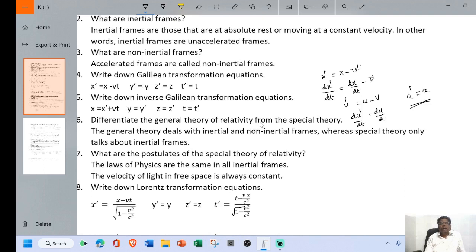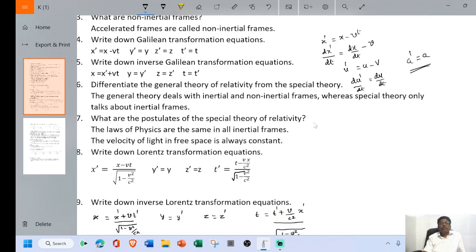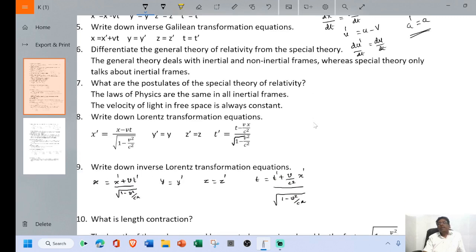Differentiate the general theory of relativity from the special theory. The general theory deals with the inertial and the non-inertial frames, whereas the special theory talks only about inertial frames.